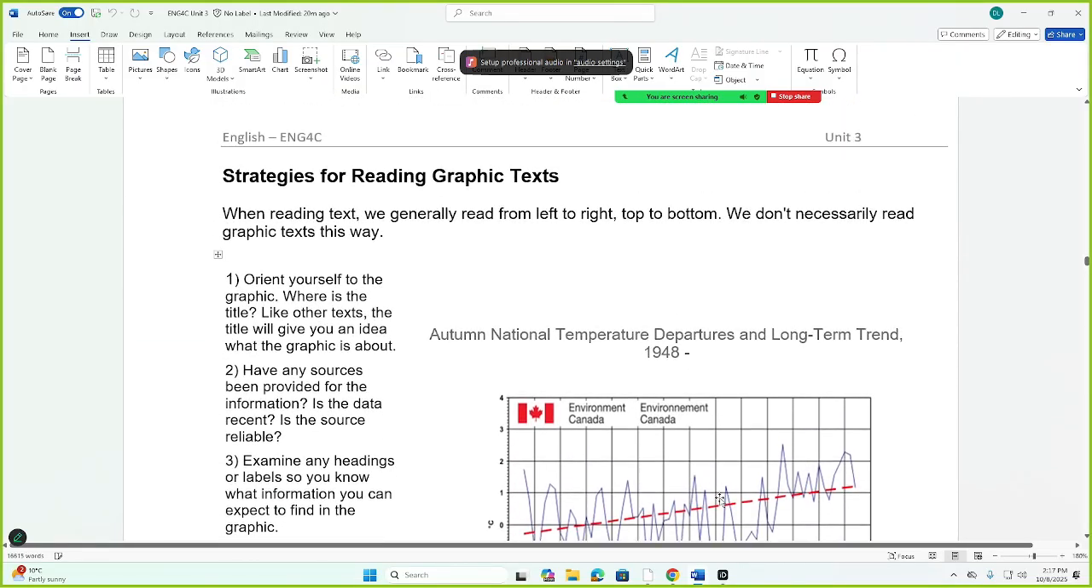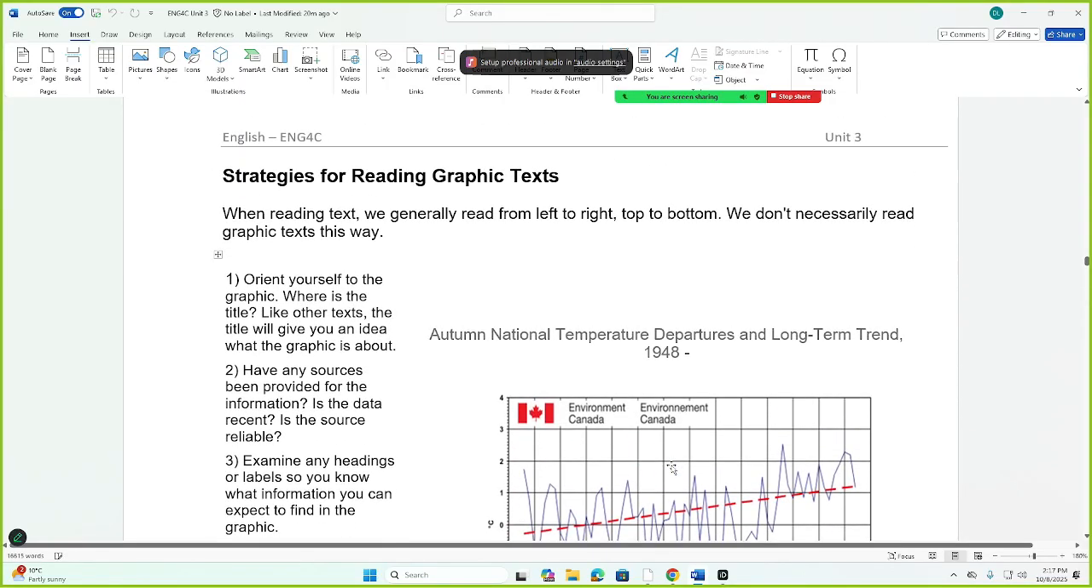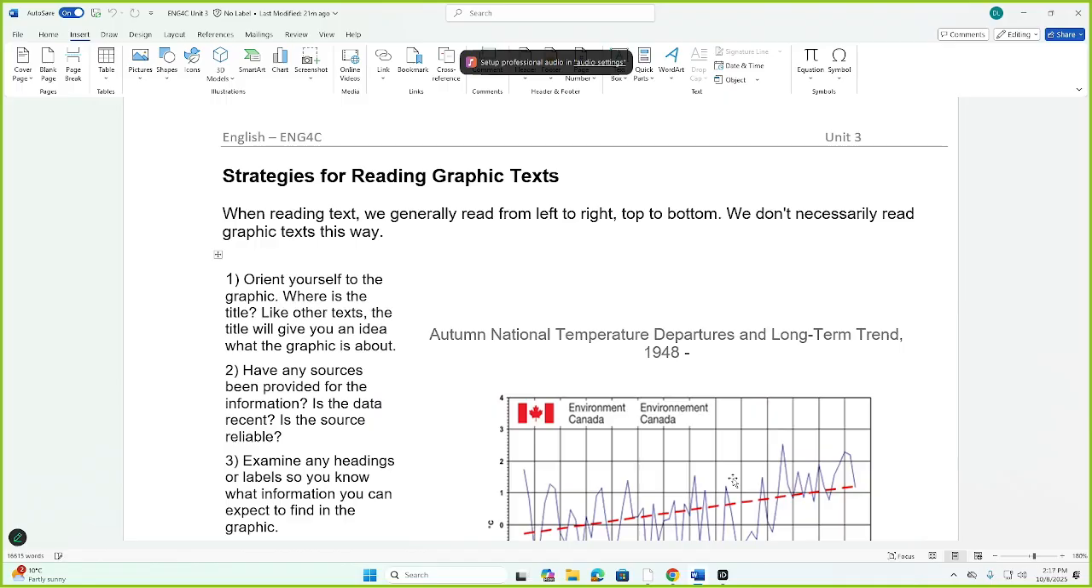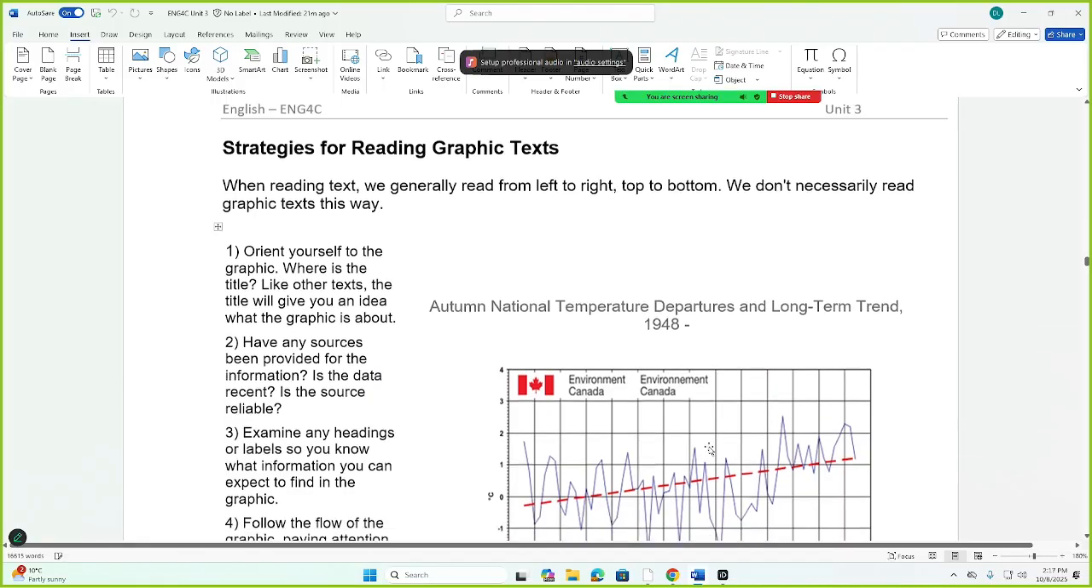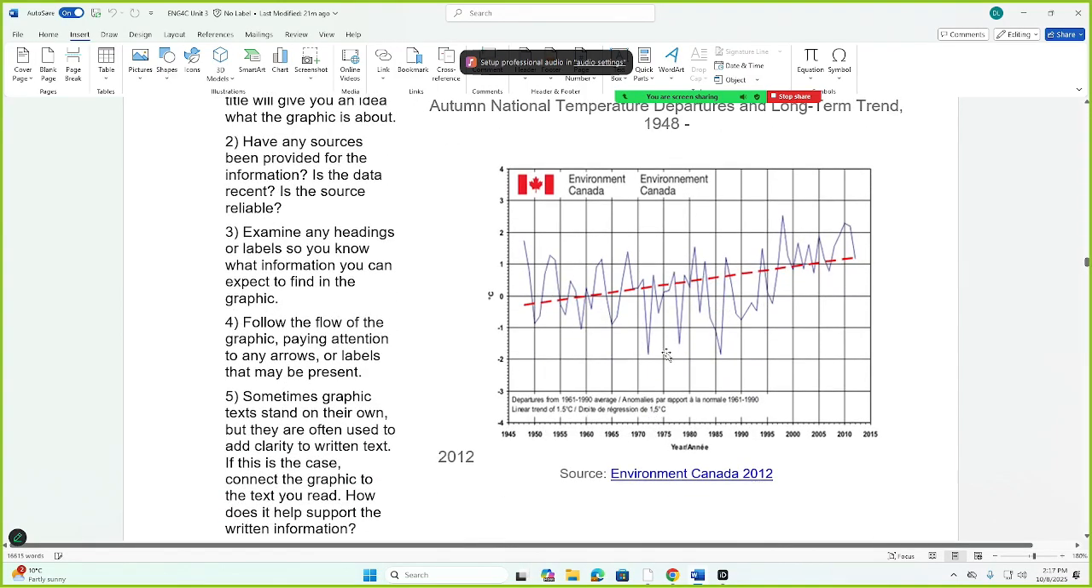Okay, so next section here is on page 34, strategies for reading graphic text. When reading text, we generally read from the left to the right and from the top to the bottom. We don't necessarily read graphic texts in this way. So first of all, you have to orient yourself to the graphic. Where is the title? Okay, we're looking at this one right here.